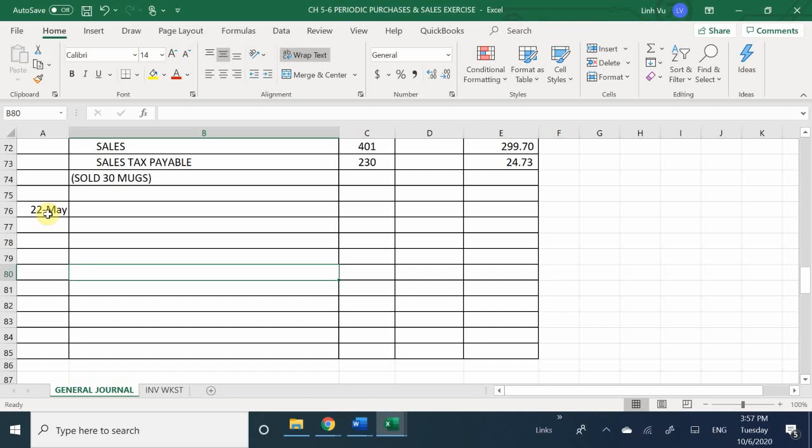Okay, so let's analyze this transaction. Wait, let me go back. So he is paying it with cash. Good. So cash is our first account. And then it's accounts payable. That's one of the accounts.